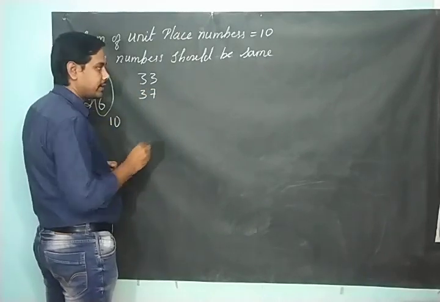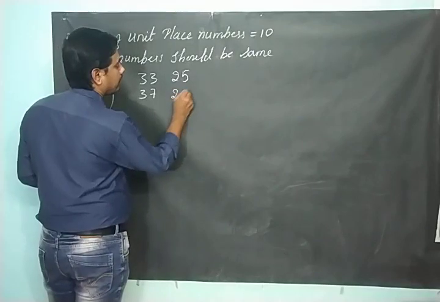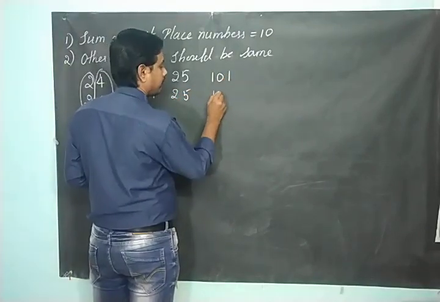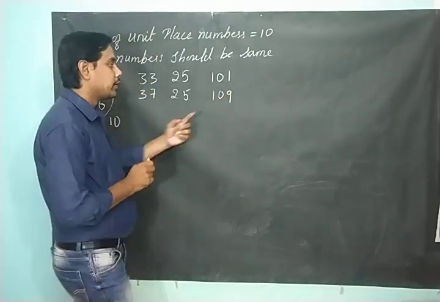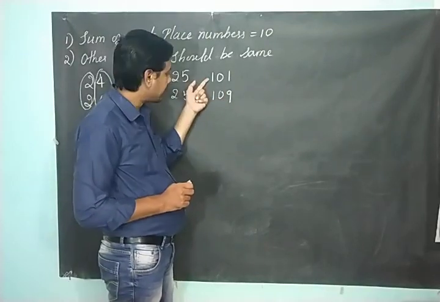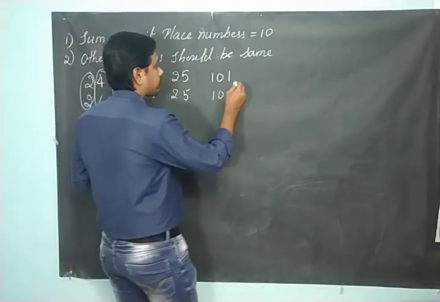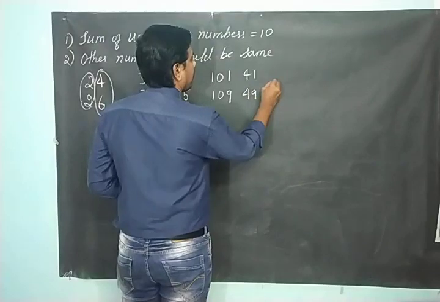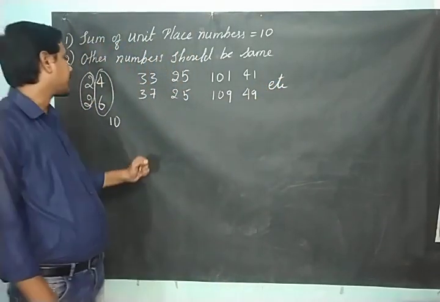33, 37, 25, 25, 101, 109. You can observe here 1 plus 9 will give you 10. The remaining parts: here it is 10, here also it should be 10. I hope the conditions are clear.